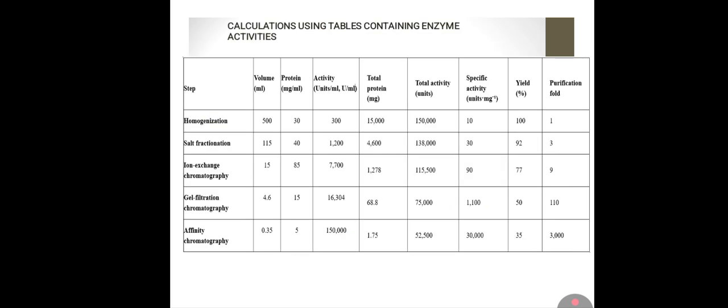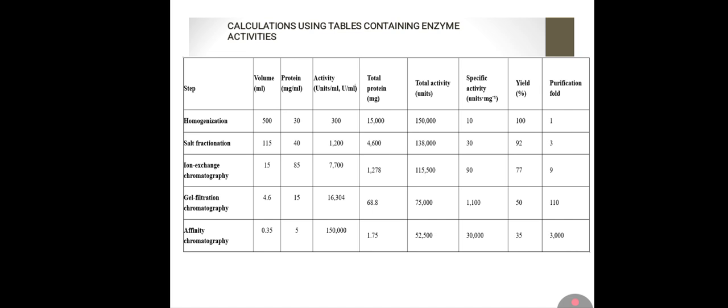A typical example is this table that contains an enzyme of activities. In some tables, you will have volume, protein, activity, total protein, total activity, specific activity, yield, and purification. In another table, you might not have the volume, the protein, or the activity. It can start from total protein, total activity, specific activity. These are variations.